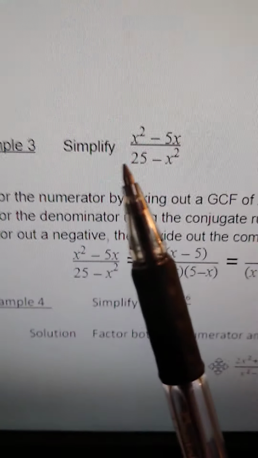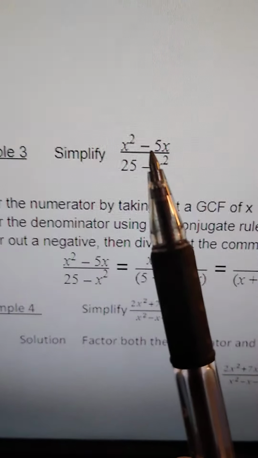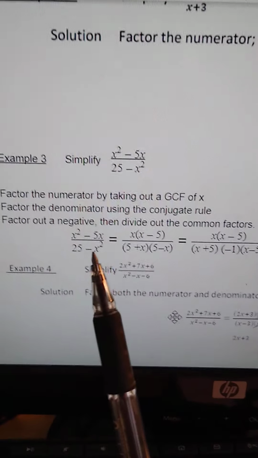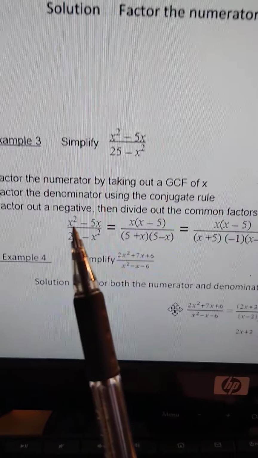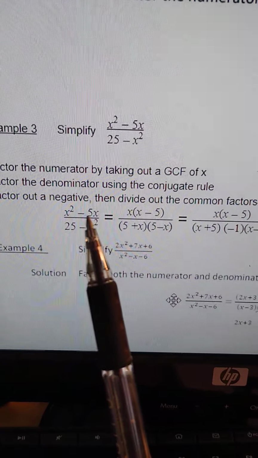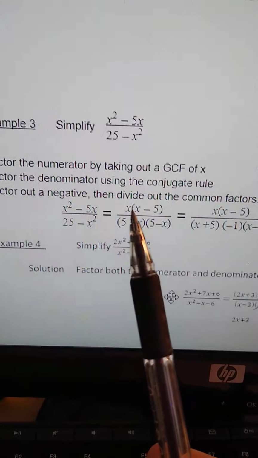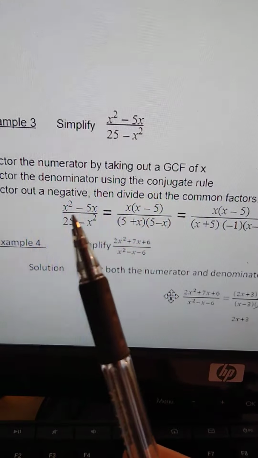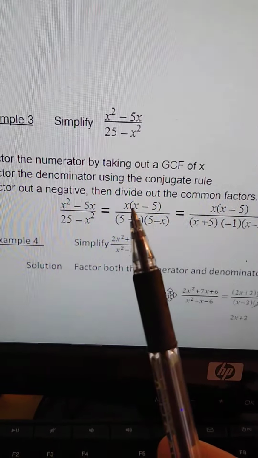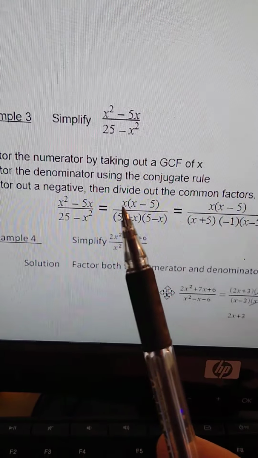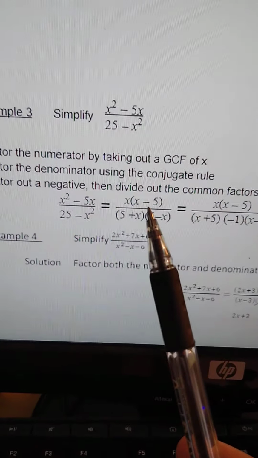Let's do another one with a conjugate and a GCF. Now in this one, I'm going to have to factor both the numerator and the denominator. So we're going to start by taking a GCF out of the numerator. I see that both of these terms have an x in it. So I'm going to take out the common factor of x, which would take an x out of x squared, leave me with x. Take an x out of 5x, leaves me with 5. So I have x times x minus 5.